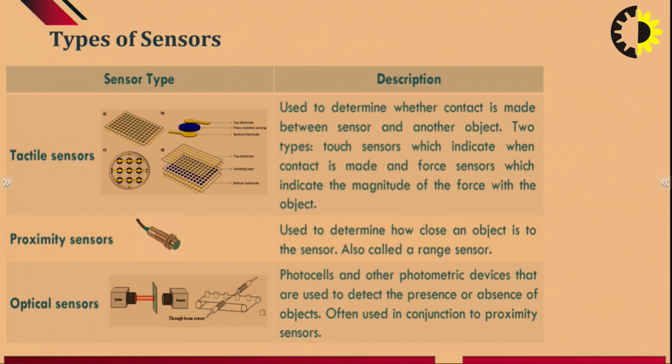Now when we ask what are the different types of sensors which are used, we have tried to make you understand that there are some basic sensors like tactile sensors, proximity sensors, or some optical sensors. Before we move on to this particular slide, let us discuss that there are two basic sorts of sensors.